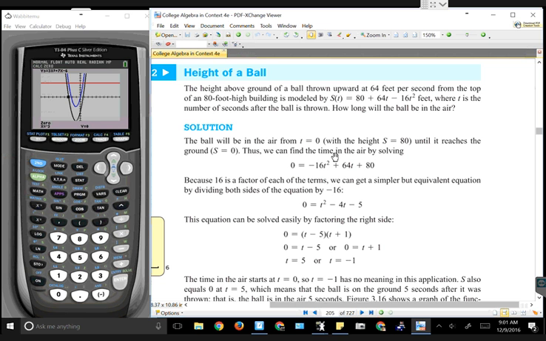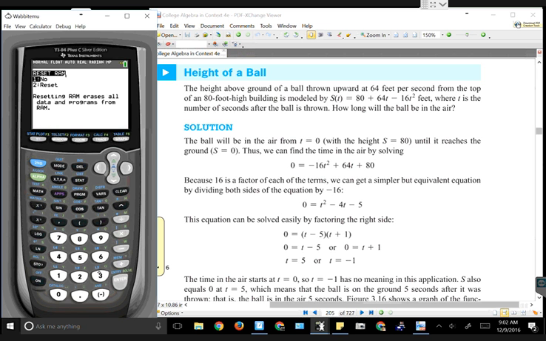Okay? Height of a ball. We've talked about these before. It says the height above the ground of a ball thrown upward at 64 feet per second from the top of an 80-foot building is modeled by that equation. Okay? How long will the ball be in the air? Okay? So, reset. Step 1. Do I actually want to try and go and factor this thing out?